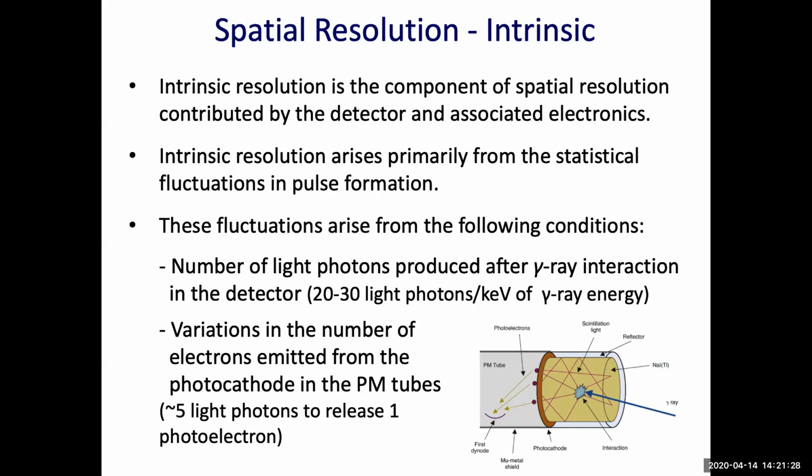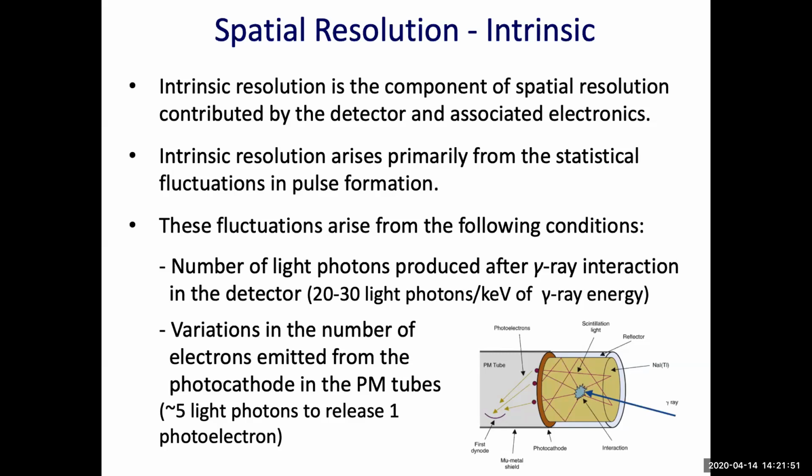Also, statistically, not all light photons produced in the scintillator will strike the photocathode in the PM tube. Some of them will be scattered, some of them will be attenuated. So not all the light photons produced in the crystal will be detected by the PMT. This is another source of statistical fluctuation.